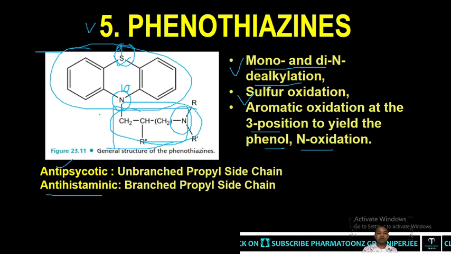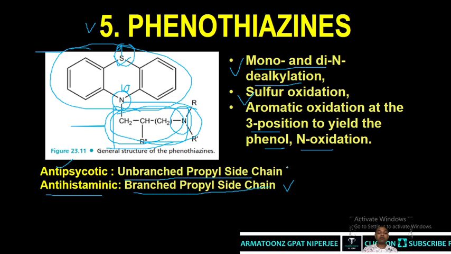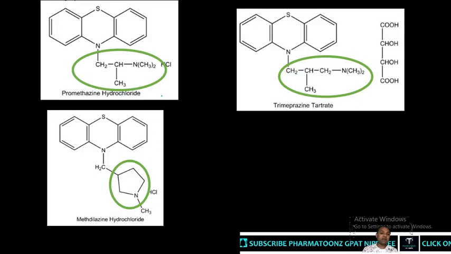In antihistaminics, the carbon chain is a branched chain. If it is a branched propyl chain, then it gives an antihistaminic activity. If it's a straight chain, an unbranched propyl chain, it gives an antipsychotic activity. These points you have to remember for various competitive examinations. Phenothiazine with an unbranched propyl chain has antipsychotic activity, and phenothiazine with a branched propyl chain has antihistaminic activity. So these are various examples: promethazine, trimeprazine, and methdilazine.